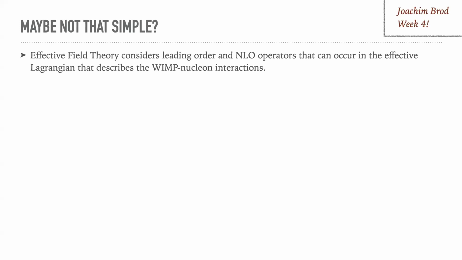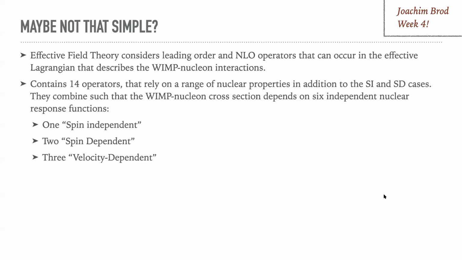Maybe we need to do something more sophisticated. And so effective field theories consider leading order and next to leading order operators that can occur in your effective Lagrangian describing the WIMP nucleus interactions. So maybe things are a bit more complicated. Okay, so I'm not going to go into detail about this, but I'm going to show you a few highlights just to give you an idea of how complicated it can be. And then I'm going to leave it to week 4 for the details.